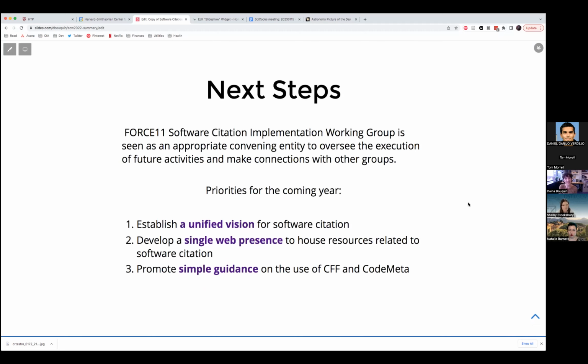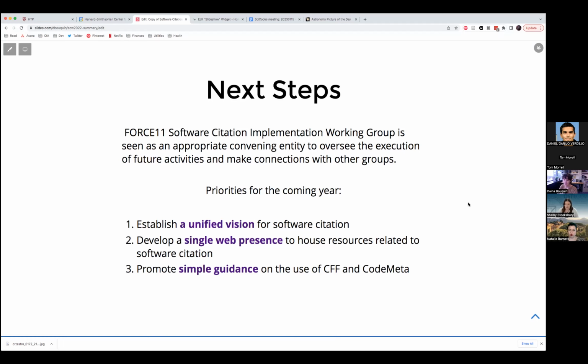So last minute, basically we decided that the Force11 Software Citation Implementation Working Group is likely going to be the most appropriate convening entity to oversee some future work in these areas, and that for the coming year, some of the priorities should be establishing that shared vision, developing a more cohesive single web presence for resources, and specifically promoting simple guidance on the use of CFF and CodeMeta. So those interdisciplinary resources that I mentioned from group 3 would be something that would be incorporated into this unified website. So yeah, that's where we're at now.